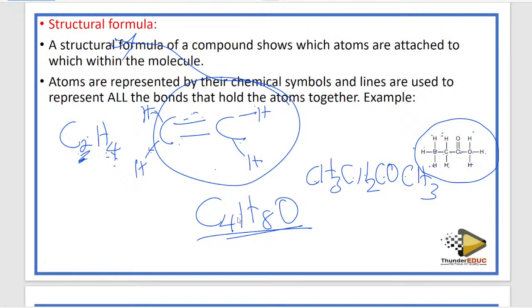So this becomes the molecular formula. This becomes the condensed structure formula. And then this becomes the structure formula. So you will get it right.